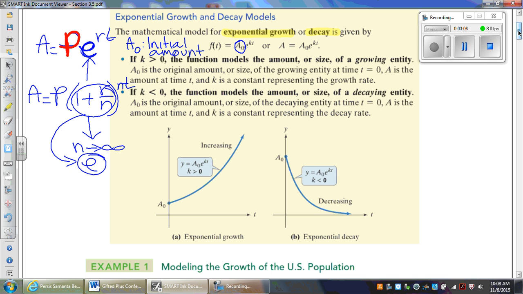So what we will have here is that if k is positive, that means greater than 0, then we're talking about a growing entity. And we have here the A sub 0 is the original amount or initial amount or the initial size of the growing entity at time 0, at the beginning.